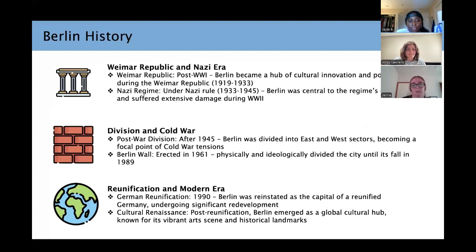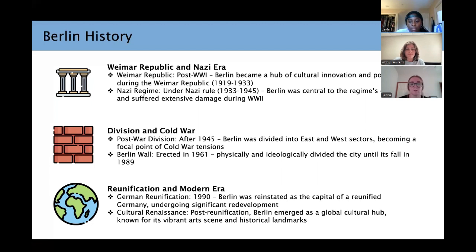Third, we have the Weimar Republic and the Nazi era. Post World War I, Berlin became a hub of cultural innovation and political unrest. This was from 1919 to 1933. Following that is the Nazi regime from 1933 to 1945. This was when Berlin was central to the regime's operation and suffered extensive damage during World War II.